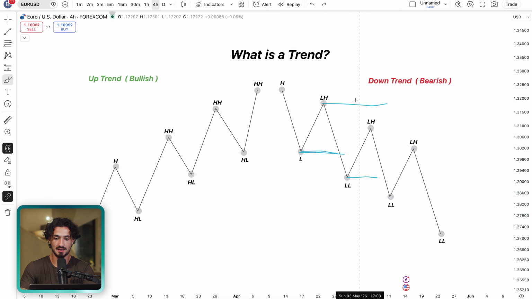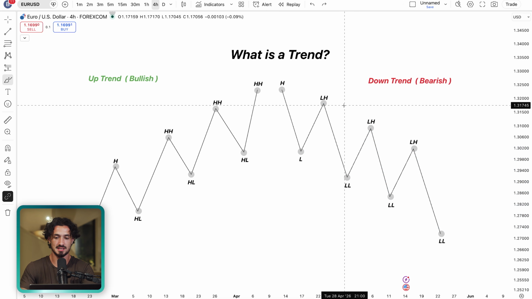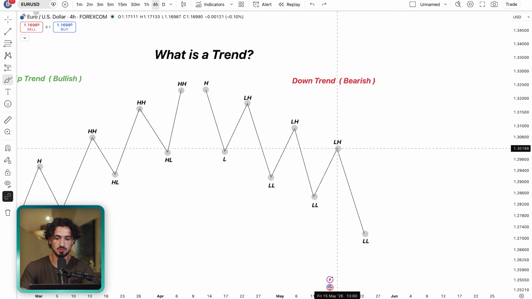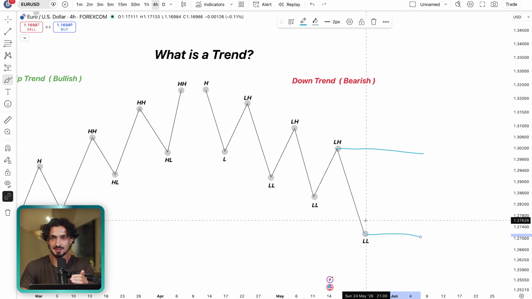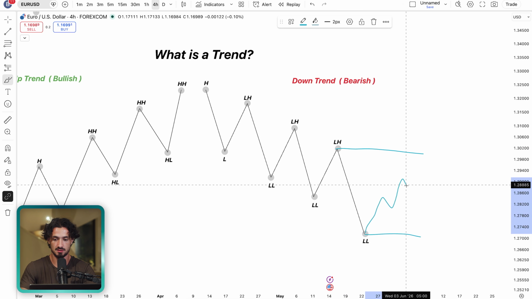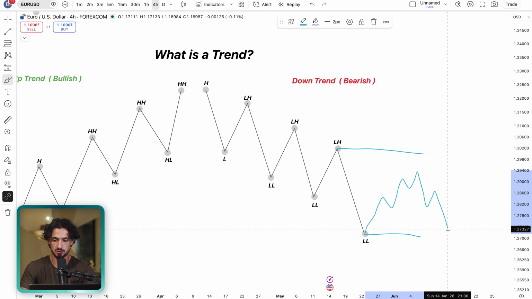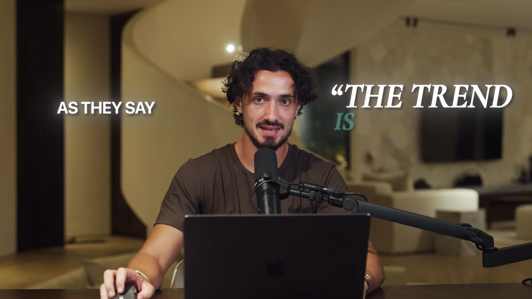And so if you were looking at the market, the biggest thing to understand your direction is what's going to happen next. You know that we have a lower high here and a lower low here. So what you would be expecting is a continuation of the bearish trend. Price will come and trade higher, and then it will go and trade lower. And as they say, the trend is your friend.